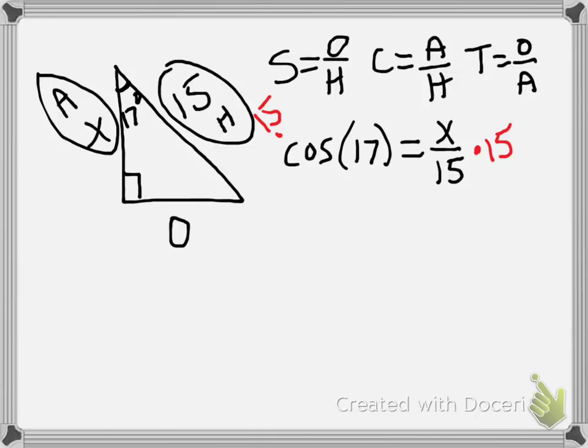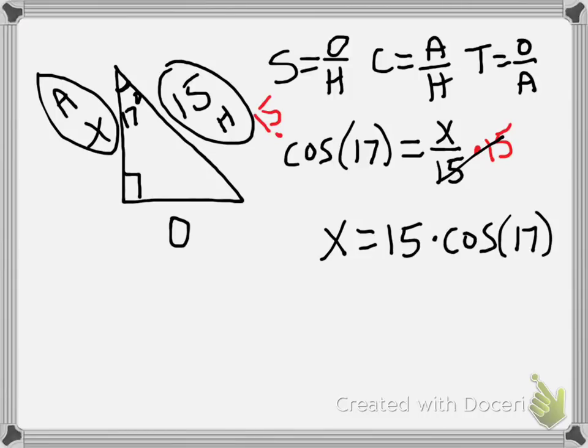Well, in this case, the 15s are going to cancel, so my x is equal to 15 times the cosine of 17. And all I have to do is type that in my calculator. Make sure you're in degree mode, and you hit 15 times. The sine, cosine, and tangent buttons are right above the 7, 8, 9, two buttons above the 7, 8, 9. So we hit cosine, and it'll automatically pop up the parentheses. We put in 17, we hit enter, and I get 14.34. Okay. So that means the length of that side is 14.34.